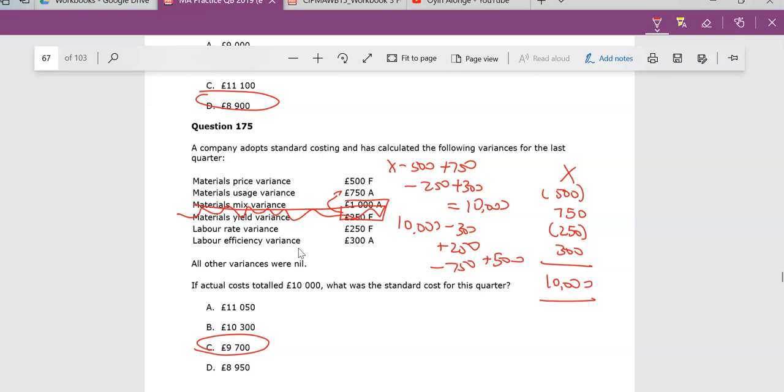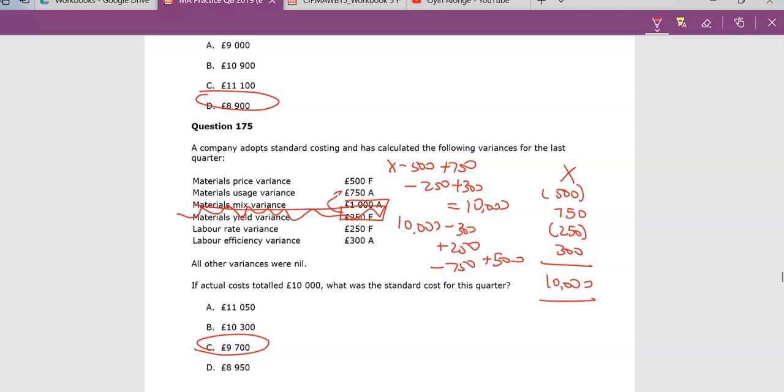9,700. Cool, great. And that's question 171 to 175.